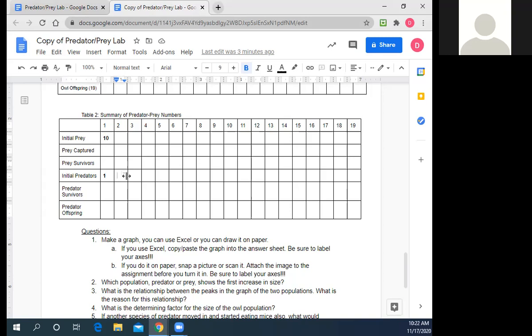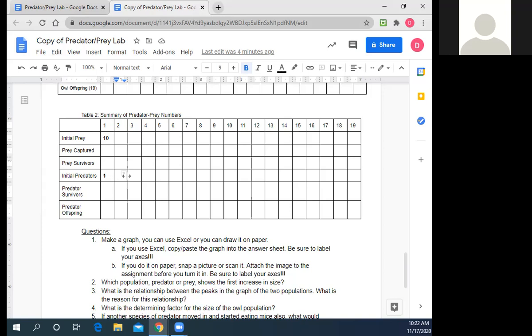The number of owls is going to be simulated by the number of times I scoop through. So for trial 1, I have 1 owl, so I'll do 1 pass. Later on, I may have more than 1 owl, so if I had 2 owls, I would take 2 passes through.